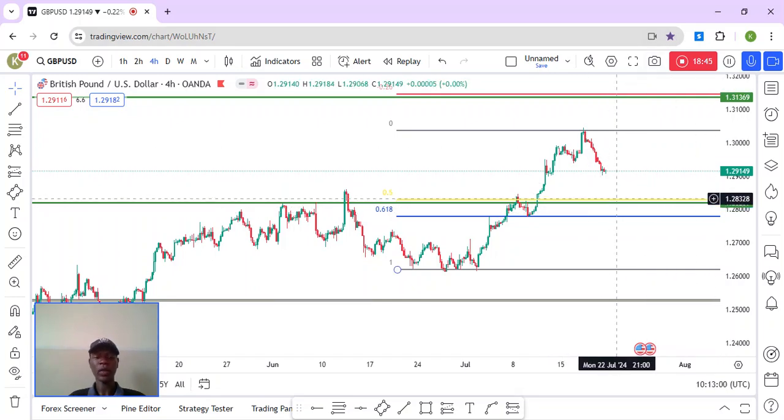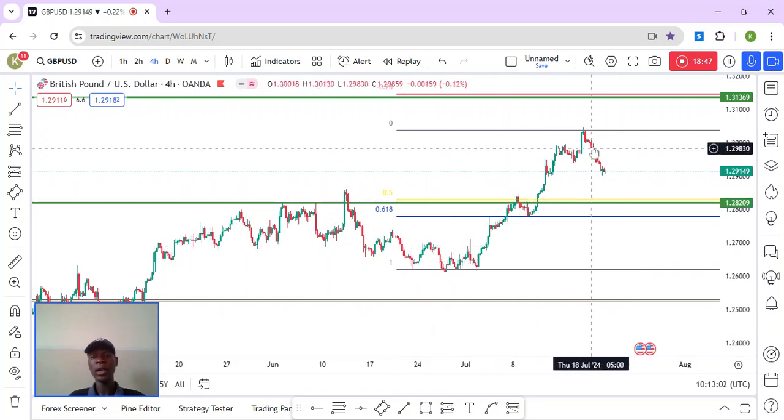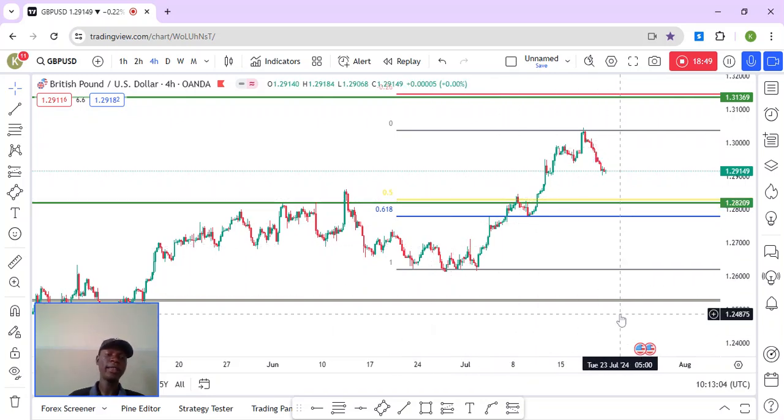So if you are going to take this sell trade, which is a very risky trade, I will implore you to lower your risk. If you are risking 2% on a trade, you should risk about 0.5 or 1% for this particular trade. So that's it about GBP USD.